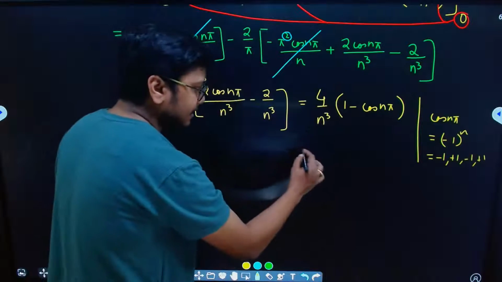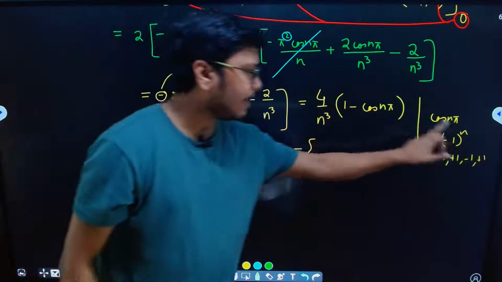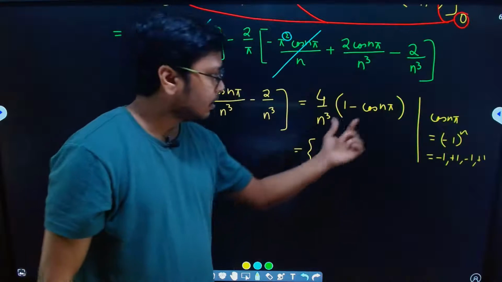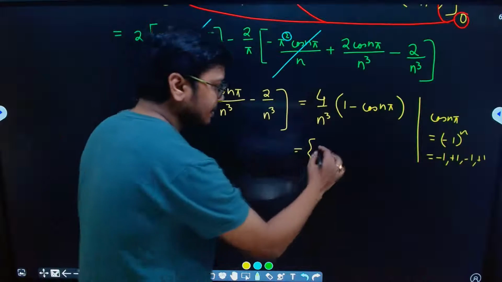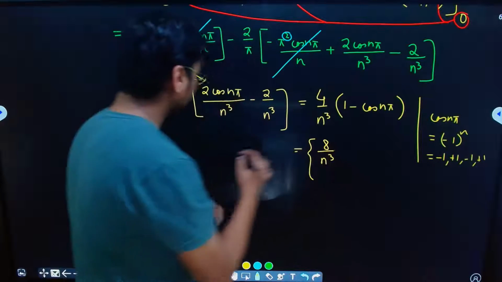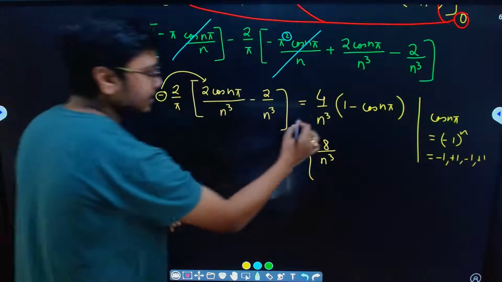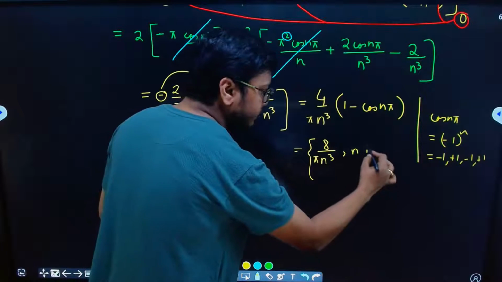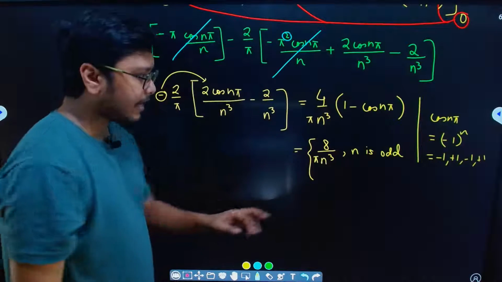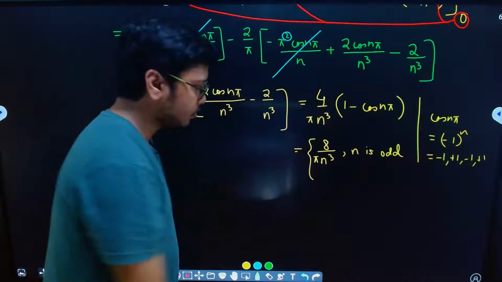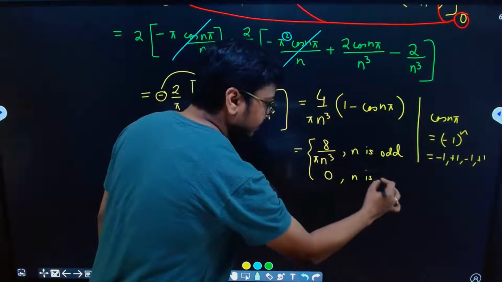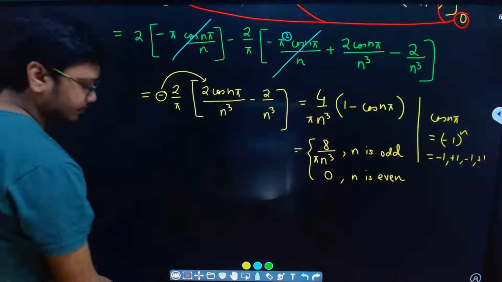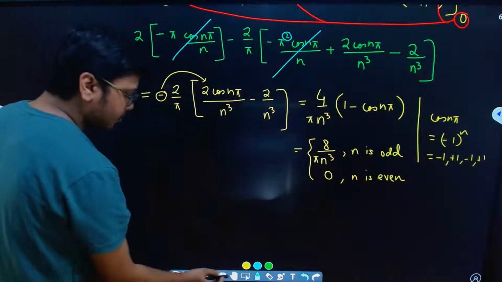So basically I can say that whenever n value is odd, cos n pi value is minus 1. So this is becoming 2. So that means I will have 8 by n cube. I missed the pi. There is one pi outside. So 8 by n cube pi whenever n is odd, and whenever n is even, this is becoming 0. So 0 whenever n is even. If I express it like this, it will be easier for the further calculation. So I've got my Bn value.